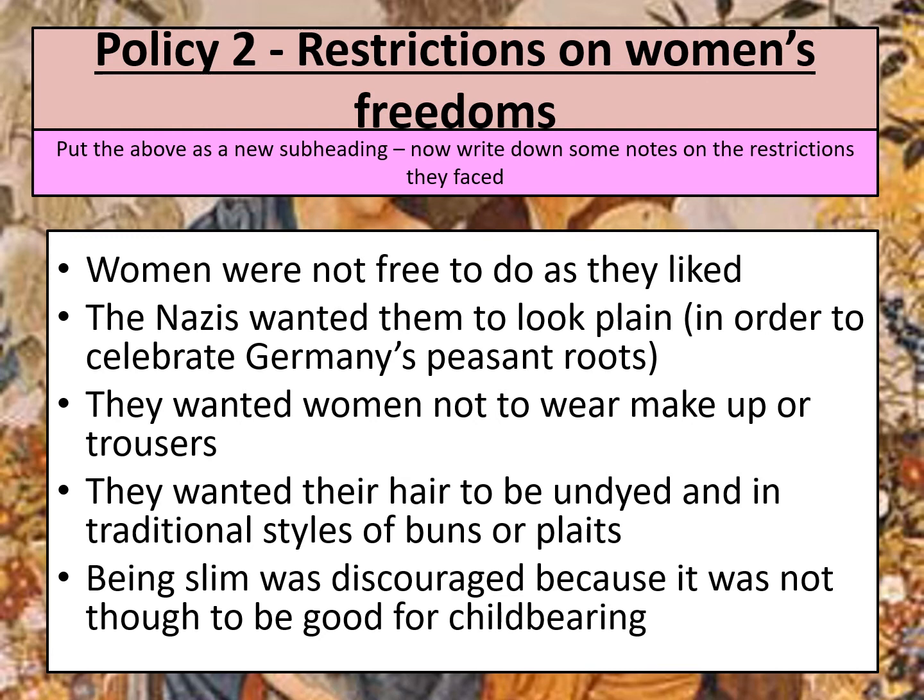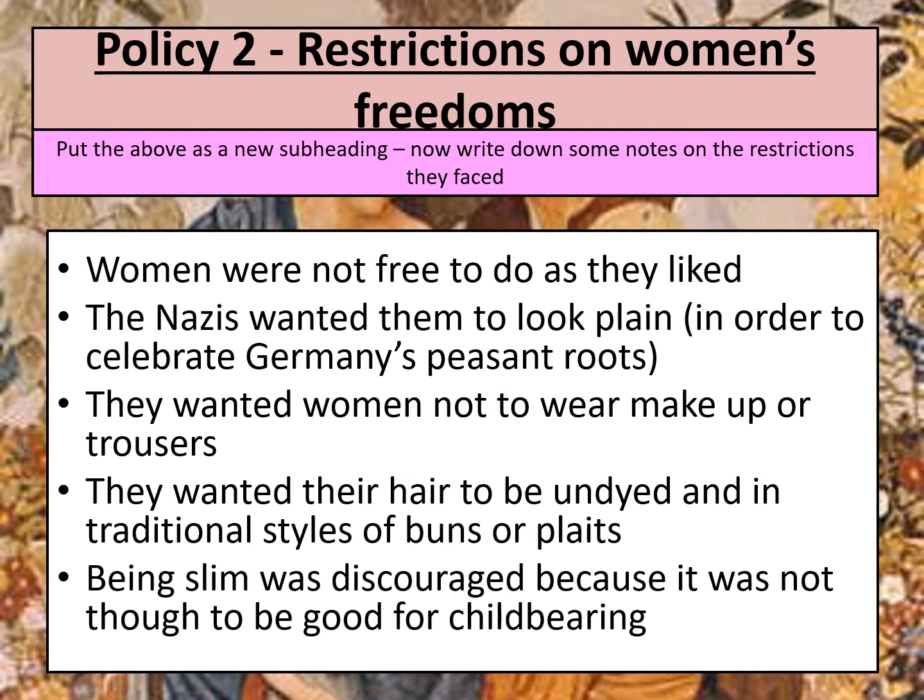They're very obsessed with this idea of blood and soil, which is part of their ideology that celebrates the traditional peasant farmers, and therefore they want women to look like them. They want them to make sure they're not wearing makeup, which had become even more popular in the 1920s. They wanted them to wear skirts and not trousers, which again had become more popular in the 1920s. They wanted their hair to be long, undyed, and in traditional styles of buns and plaits.